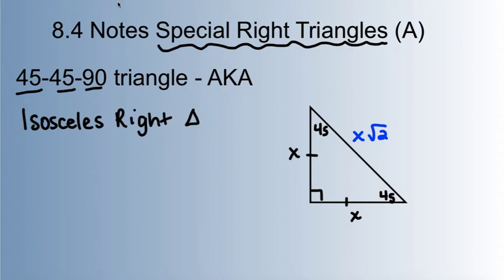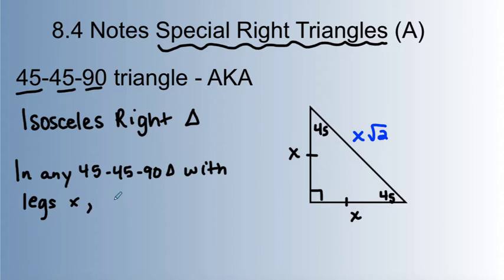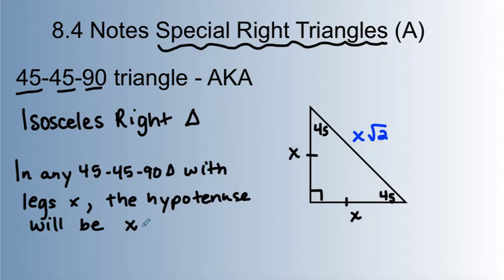In any 45, 45, 90 triangle with legs x, the hypotenuse will be x times root 2. Now, if I would give you the hypotenuse and I want to work backwards, I'd have to actually divide by root 2, and I would get x.